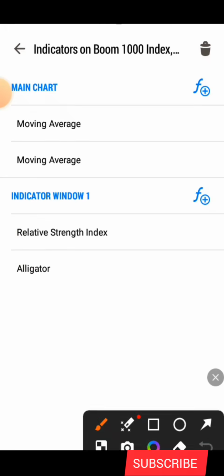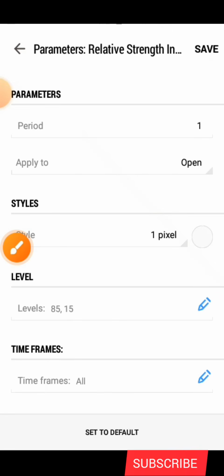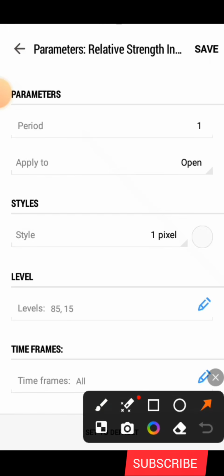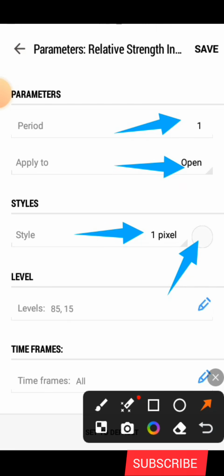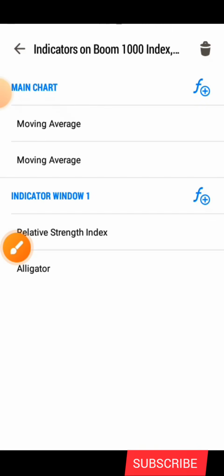Now for indicator window 1, you also click on this icon, then you search for the relative strength index. Here the period you make it 1, apply to is open, the style is 1 pixel, and the color you make it the color of your background. The levels are 15 and 85. After that you click on save. We are done with the relative strength index.